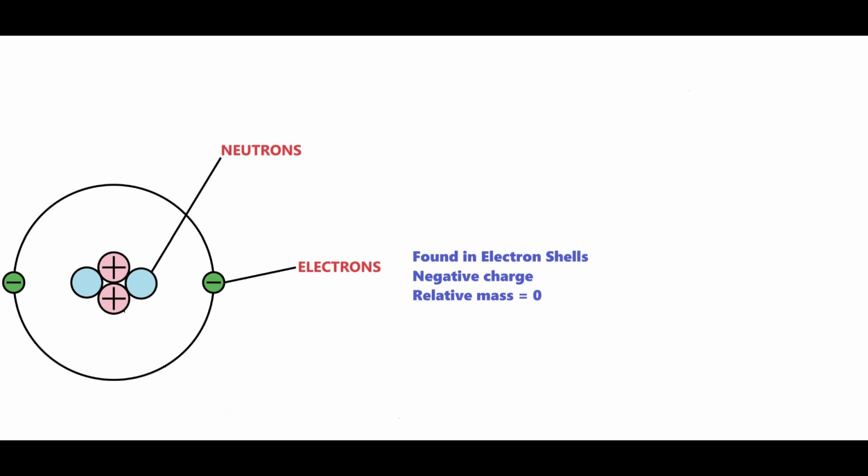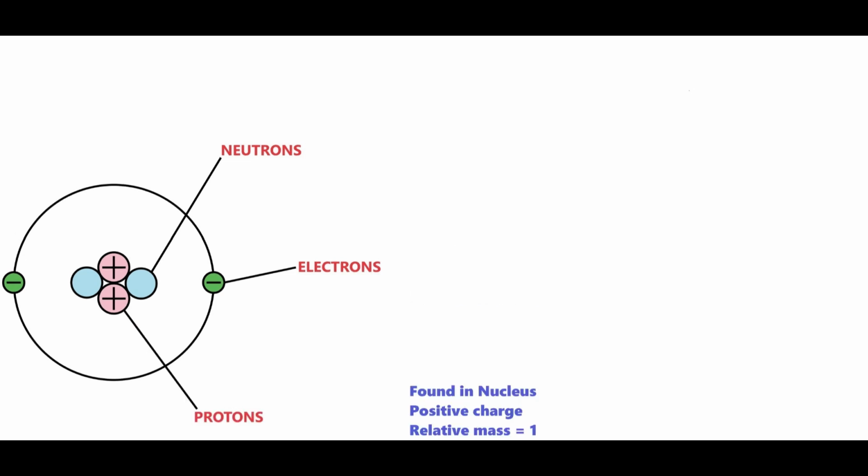First of all, we're going to talk about an atom. And you can see there are two major parts of the atom. There's the nucleus and the electron shells. Inside the nucleus there are neutrons, and neutrons have a neutral charge and a relative mass of 1. Then we have electrons, and the electrons are found in the electron shells, have a negative charge and a relative mass of 0. And finally, we have protons that are also found in the nucleus, have a positive charge and a relative mass of 1.